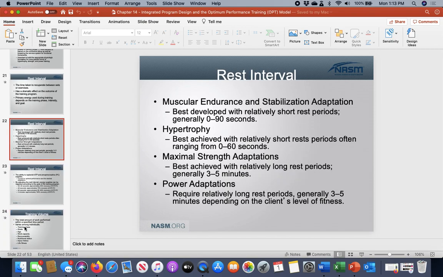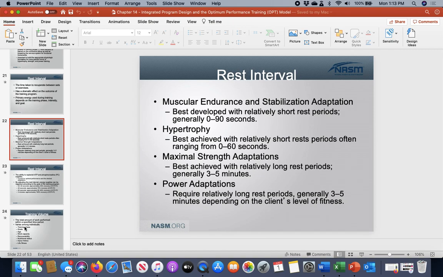With rest intervals, what you're looking at for muscle endurance and stabilization, they're again very similar. You're looking at anywhere between 0 to 90 seconds, but remember, you're in that 12 to 20 rep range, so a lot of time under tension. Okay. Hypertrophy is 0 to 60 seconds. I said it's short rest periods because you're constantly keeping those muscles engaged.